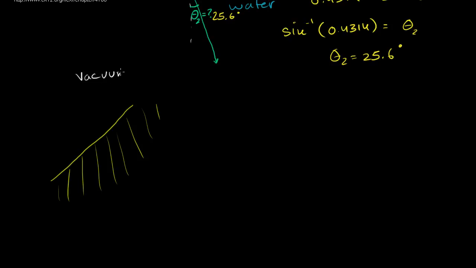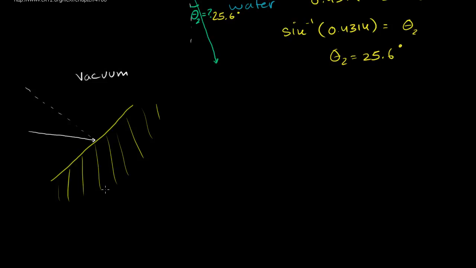This is a vacuum right over here, or pretty darn close to a vacuum. And I have light coming in at some angle, just like that. Let me drop a vertical. So it's coming in at some angle. Actually, let me make it interesting.